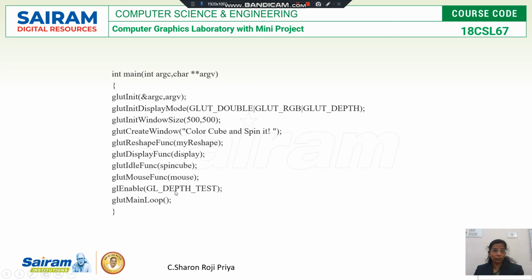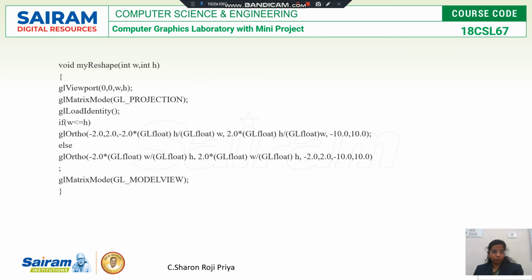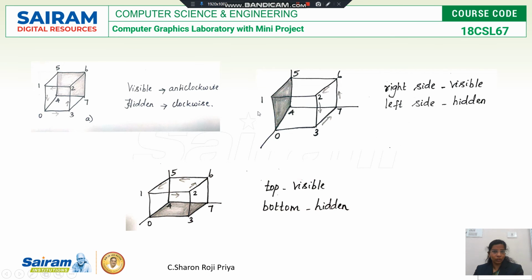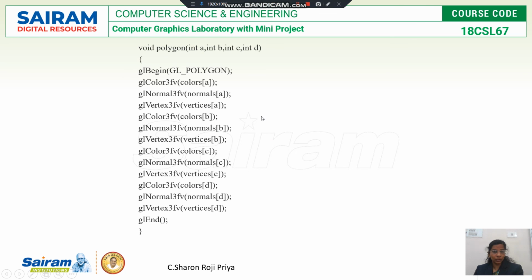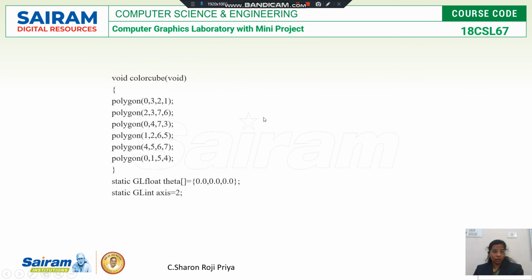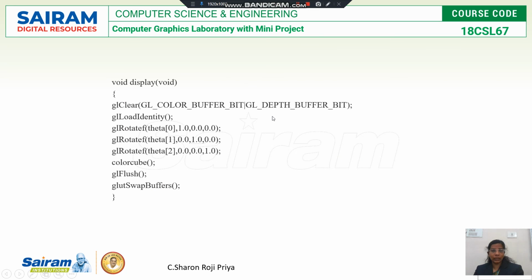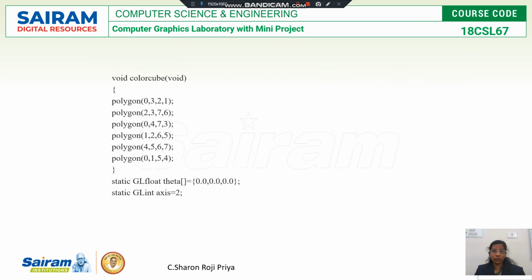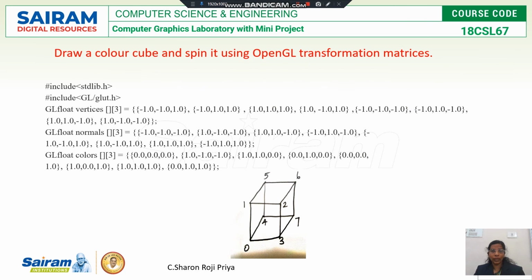And at last, you have to enable your GL depth algorithm. As I said, since we are using your depth buffer, you have to enable your depth algorithm, and it is mandatory. Hope I have completed all the functions. So this is how we are going to create a color cube, and we are spinning it along x-axis, along y-axis, and along z-axis.